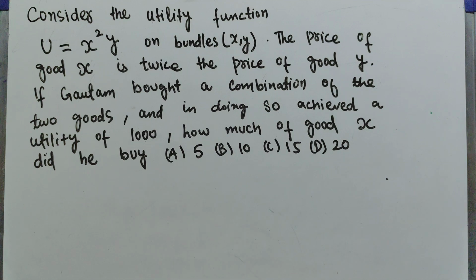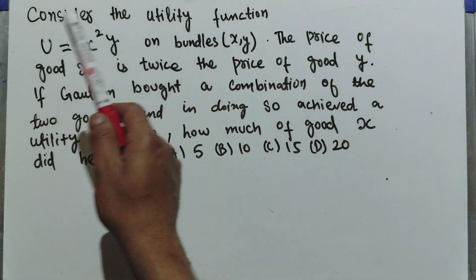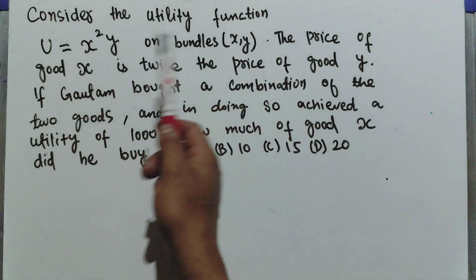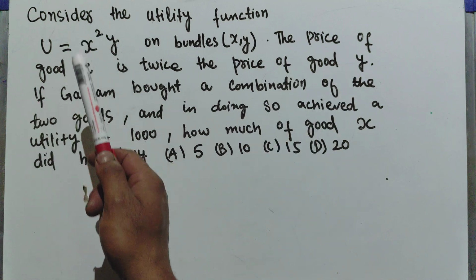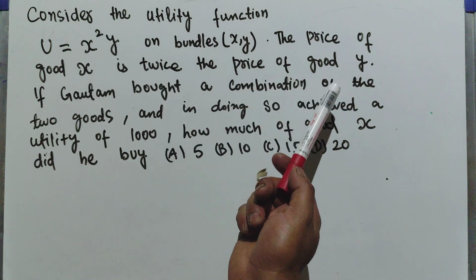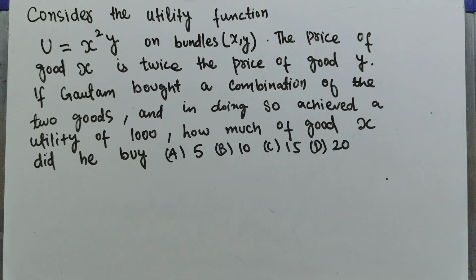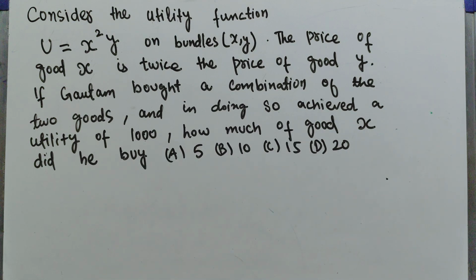Let us solve a question on utility function. The question is, consider the utility function of a consumer as u equals x squared y on bundles x and y. The price of good x is twice the price of good y. If Gautam, a consumer, bought a combination of the two goods and in doing so achieved a utility of 1000, we have to find out the amount of good x he bought. Options are being given. We need to find out the correct option.